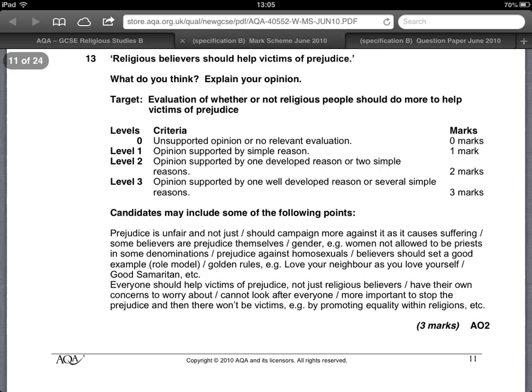But you might want to do it this way. Rather than what I've just shown you, of giving an agree, a disagree, and your opinion, you might want to do it in the following way and just give your opinion and support it with a very developed reason or some simple reasons. 3 marks, remember. So I use the golden rule and that everyone should help, but there's some of the other teachings you could have also used.